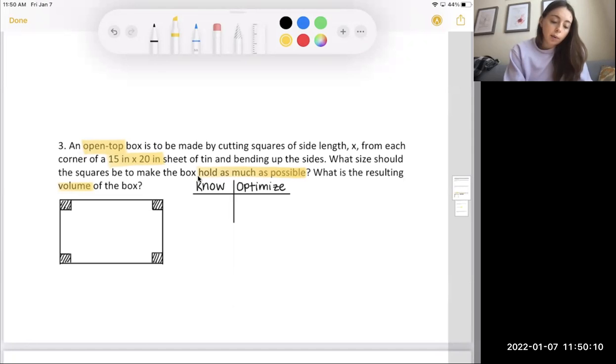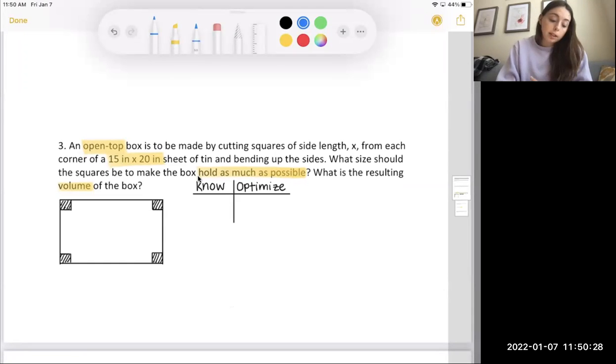And of course, we need to figure out what we know and what we want to optimize. So for the optimizing part, you want to look in your problem for, are you trying to maximize something, minimize something, and what is it you're trying to maximize or minimize? That is always how you get your optimization equation.